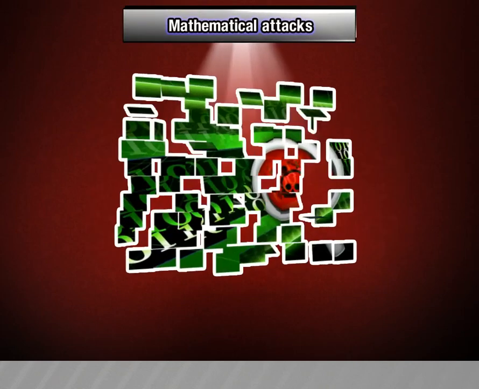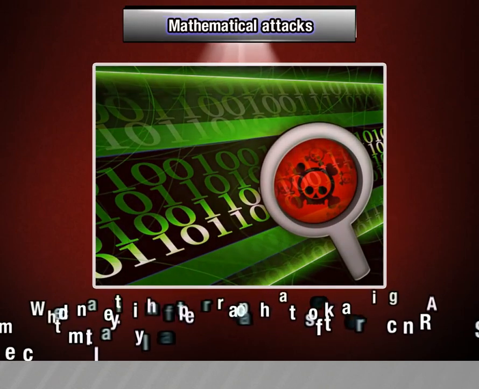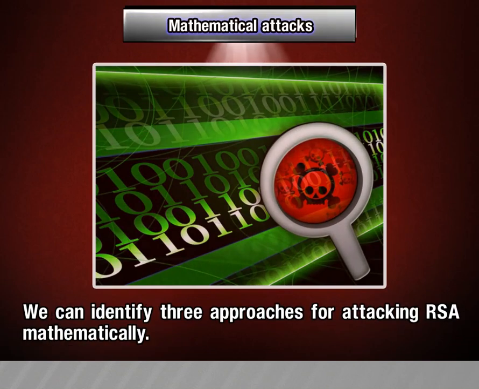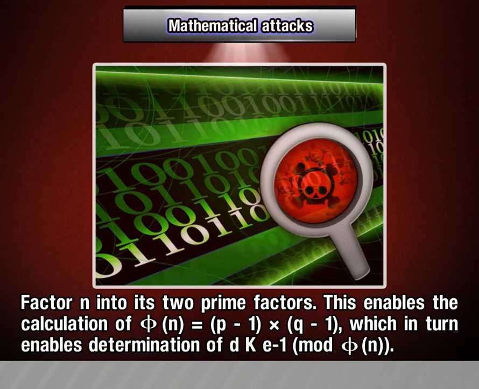Mathematical attacks. We can identify three approaches for attacking RSA mathematically. Factor n into its two prime factors. This enables the calculation of phi of n equals (p minus 1) times (q minus 1), which in turn enables determination of d equals e inverse mod phi of n.